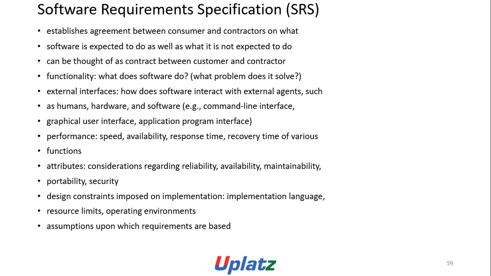Software requirement specification establishes agreement between consumer and contractors on what the software is expected to do, as well as what it is not expected to do. It can be thought of as a contract between customer and contractor. Functionality: what does the software do? What problem does it solve? External interfaces: how does the software interact with external agents such as humans, hardware, and software? Example: command line interface, graphical interface, application program interface. Performance: speed, availability, response time, recovery time of various functions. Attributes: considerations regarding reliability, availability, maintainability, portability, security. Design constraints imposed on implementation: resource limits, operating environment, and assumptions upon which requirements are based.